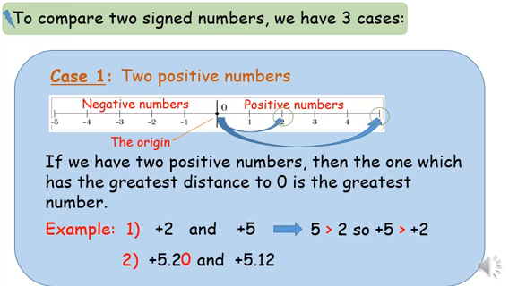Now we have +5.20 and +5.12. Since 5.20 is greater than 5.12, so +5.2 has greater distance to 0. So +5.2 is greater than +5.12.